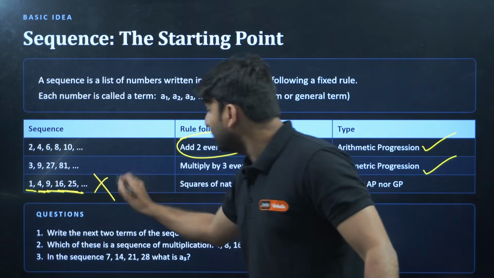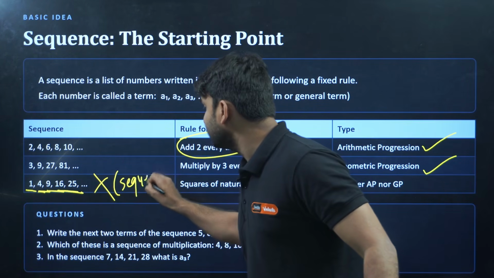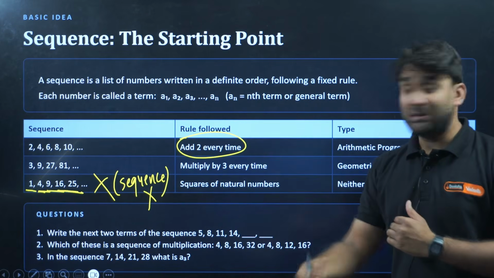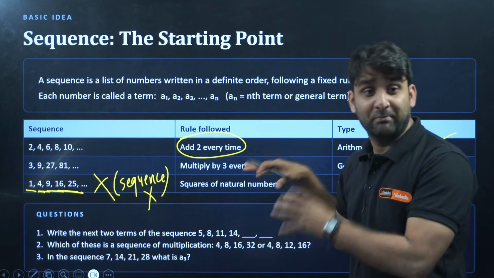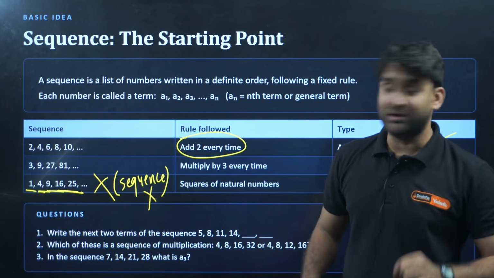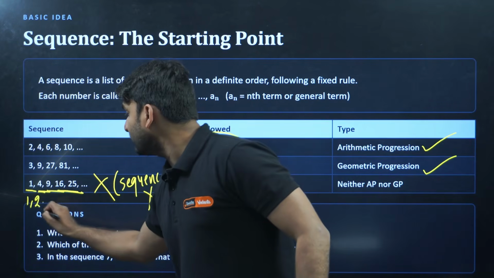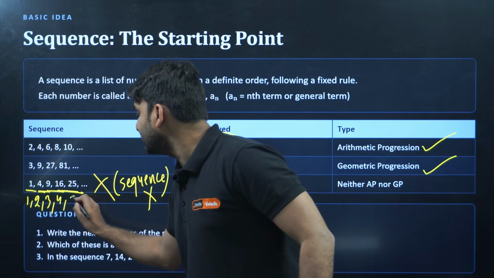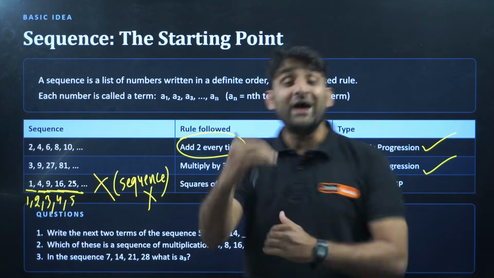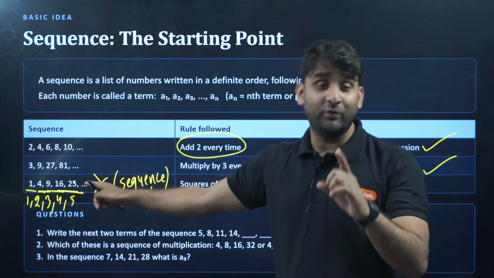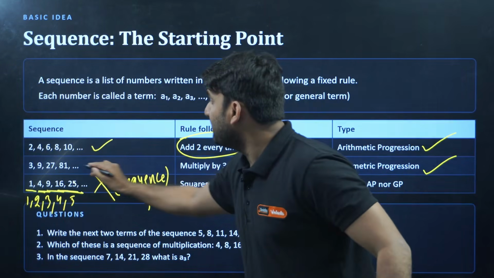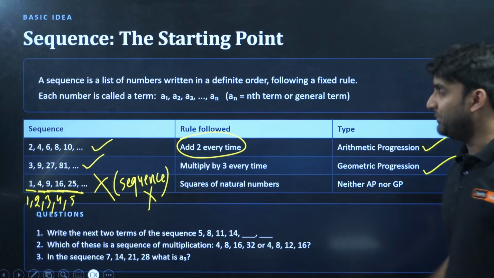If we talk about sequence, this is not a sequence because it is not following any proper rule, but it is a group of numbers, a bunch of numbers. And what kind of numbers are these? They are the squares of natural numbers. For example, 1 squared is 1, 2 squared is 4, 3 squared is 9, 4 squared is 16 and 5 squared is 25. So these are a group of numbers, squares of natural numbers, but they are not a sequence, they are not any progression. So additive sequence is called AP and multiplicative sequence is called GP. I hope this is clear.